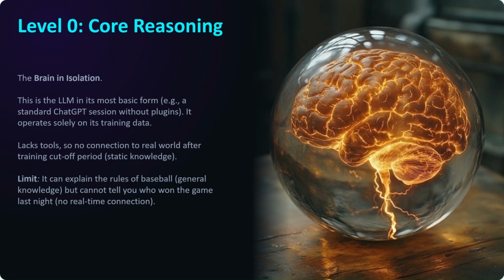An isolated model is like a printed roadmap. It knows every street, highway, and landmark perfectly, but it cannot tell you where the traffic jams are right now. It can explain the rules of baseball, but it can't tell you who won the game last night because it has no connection to the real world.